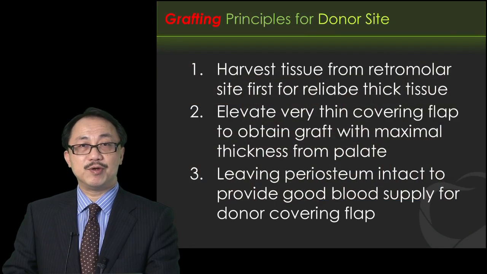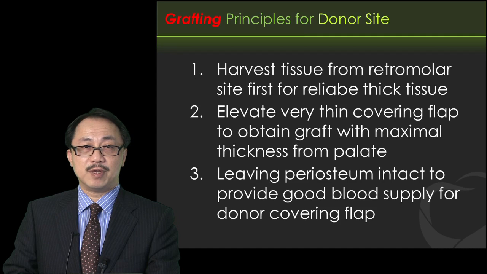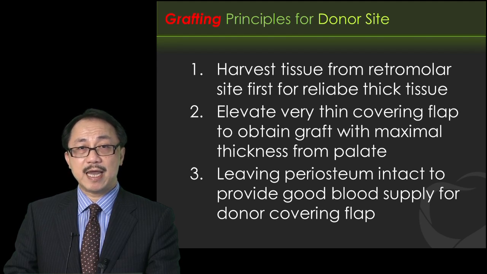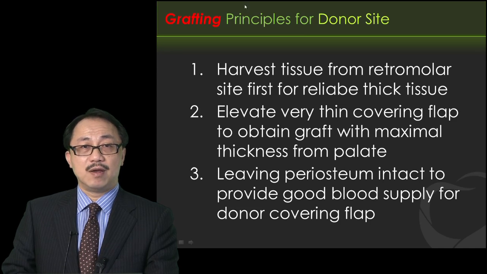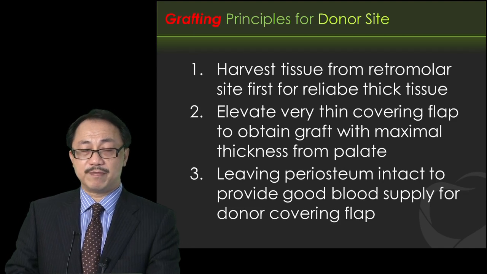Grafting principle for the donor site. First of all, I like to recommend harvesting tissue from the retromolar site for reliable thick tissue. And then during the site preparation, we have to elevate a very thin covering flap to obtain graft with maximum thickness from the palate, leaving the periosteum intact to provide good blood supply for the donor tissue covering the flap.